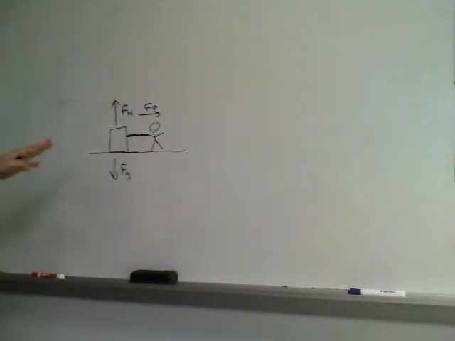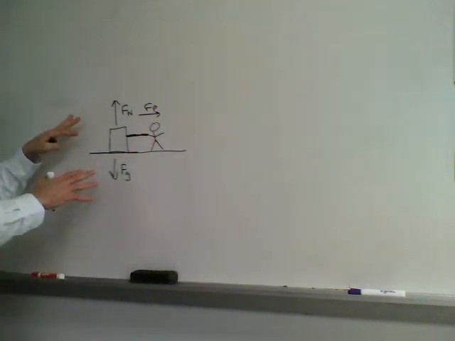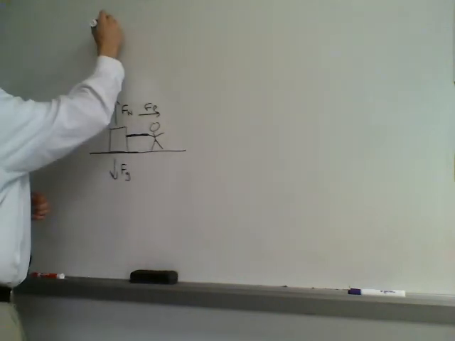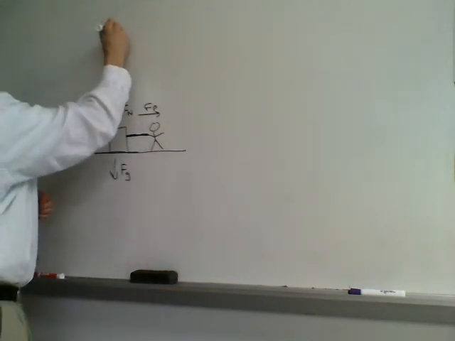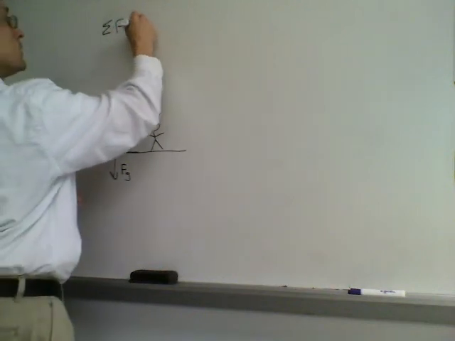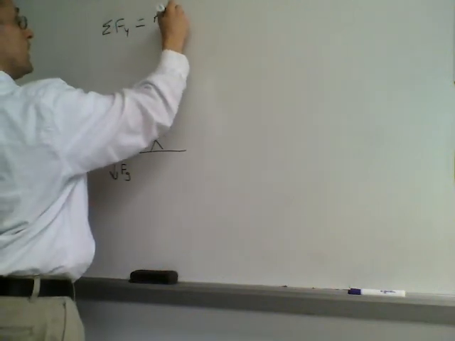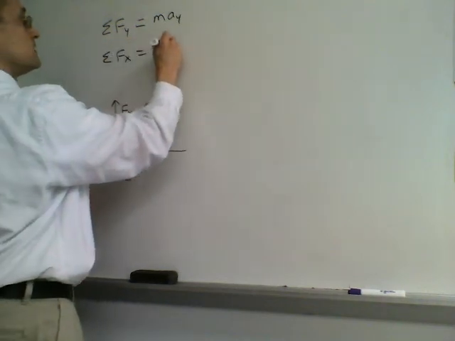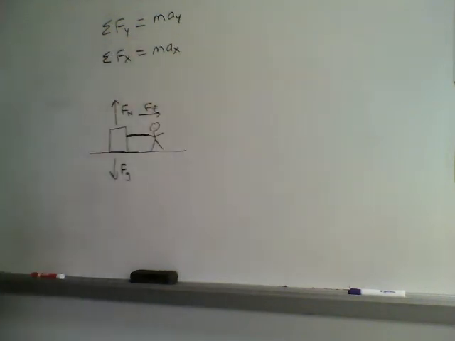Now we're going to assume, as a clarification, that the crate is being pulled on a frictionless floor, and there's no force of friction working against him, so as the guy pulls on the crate, it begins to move. So we'll sum our forces in the x and in the y. The sum of the forces in the y has to equal may, and the sum of the forces in the x has to be max.